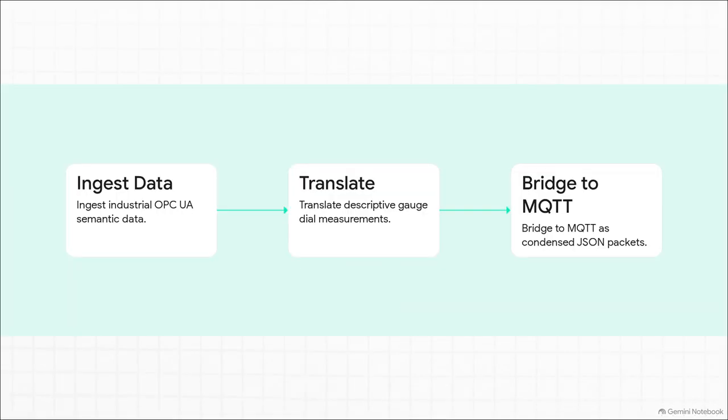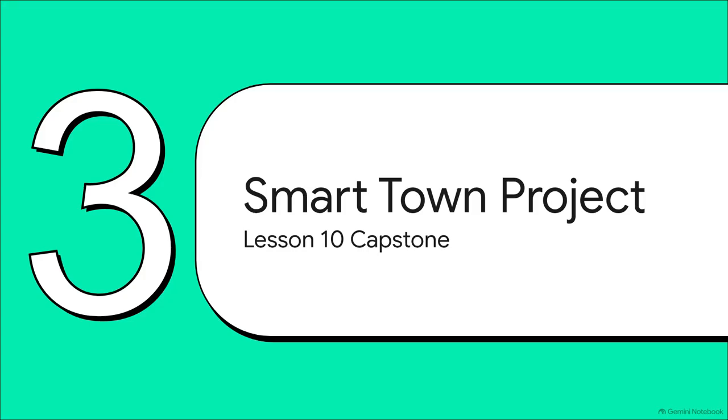To solve this challenge, the students actually have to walk through 3 exact steps. Step 1, they ingest that heavy OPC UA semantic data directly from the source. Step 2, they translate those descriptive gauge dial measurements into a universal language. And then, step 3, they bridge that newly translated data out to the MQTT protocol, packaging it neatly as condensed JSON packets. By successfully walking through these steps, the students are transforming raw, completely isolated measurements into digestible, globally readable digital packets. They are quite literally building the nervous system of an automated environment, which is just so cool to think about. Section 3. Building the smart town.